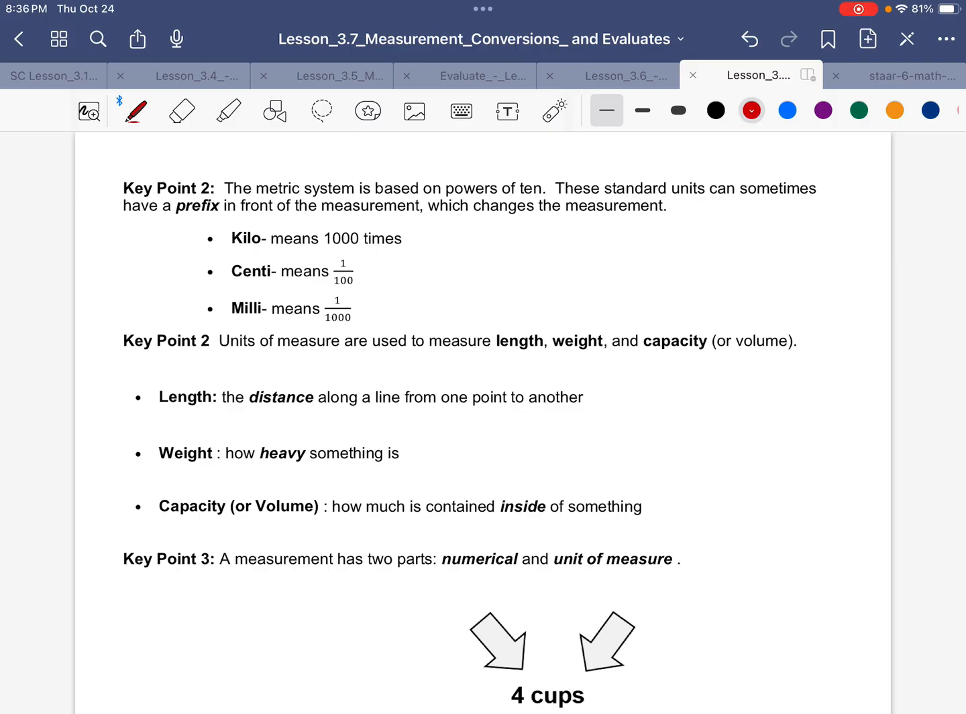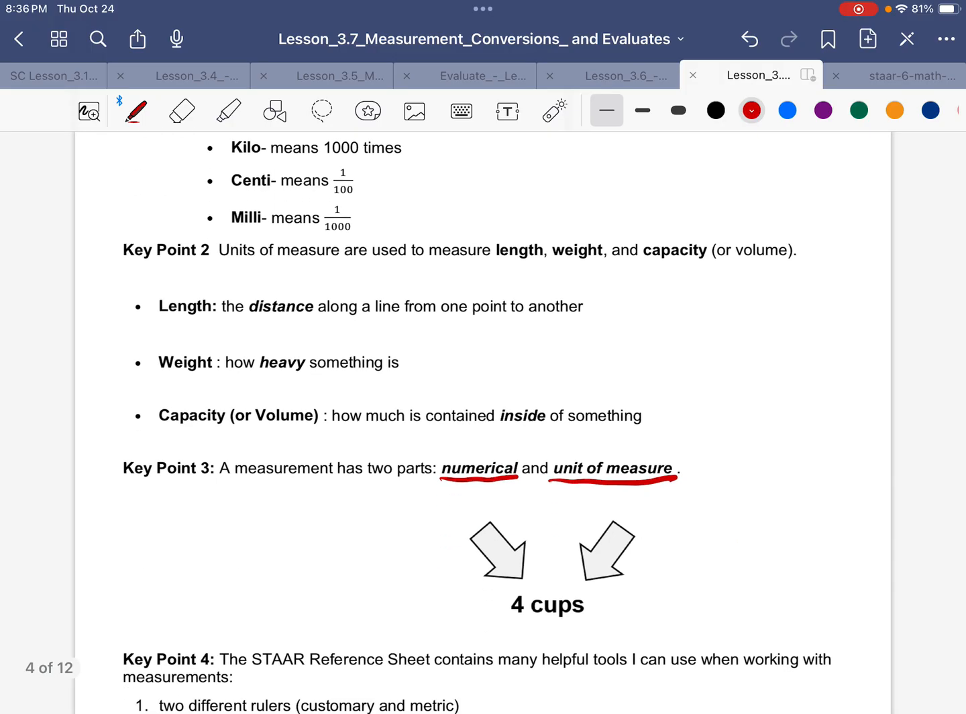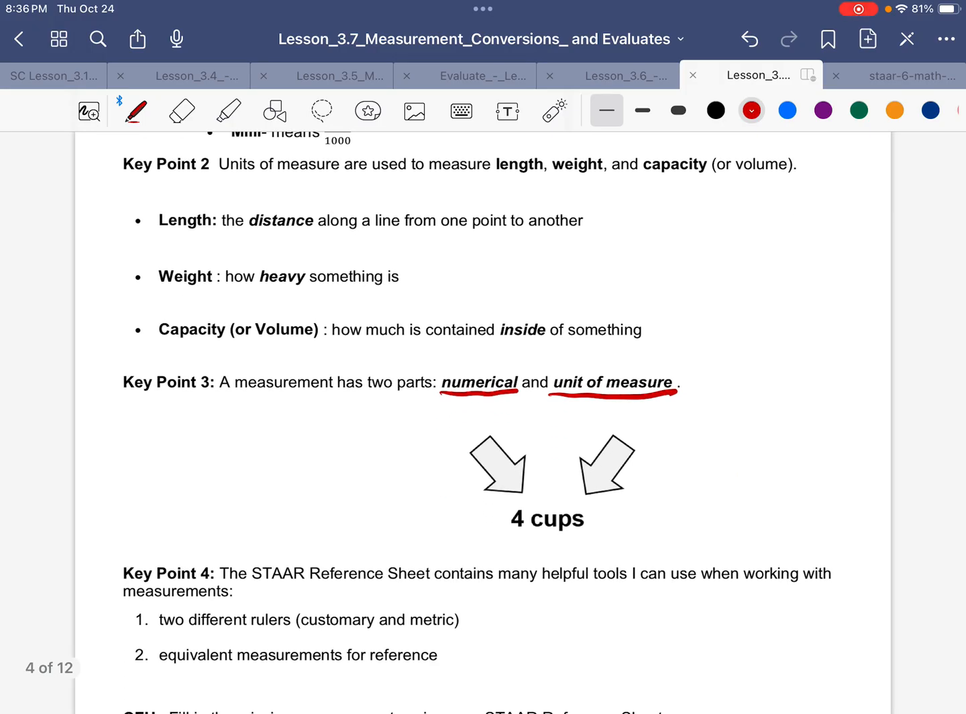Key point 3, a measurement has 2 parts. It's numerical, this is key, and a unit of measure. So for example here, 4 cups. You have to make sure that you have the actual units. If you don't have the units on there, then a lot of times your answer will get marked wrong, or it's a little unclear. Because if you just say 4 what? It could be 4 ounces, 4 pints, 4 quarts, 4 gallons. And 4 cups is very different than all of those other units of measurement. So if it's 4 cups and you really meant 4 gallons, that's a big difference. So you have to make sure that you have those units attached to your actual number.